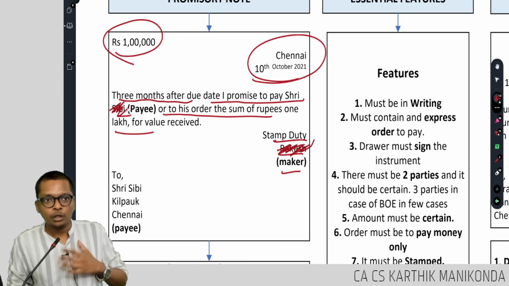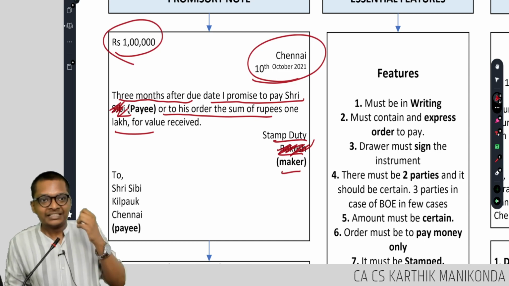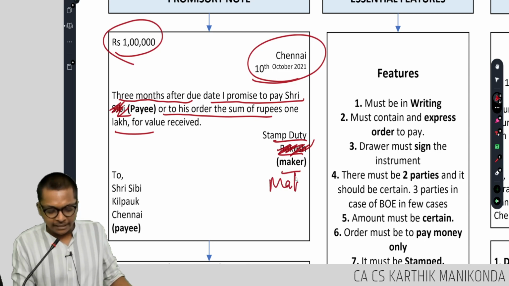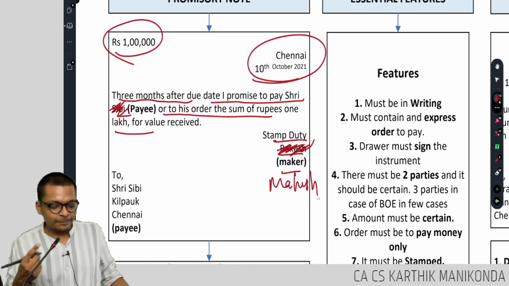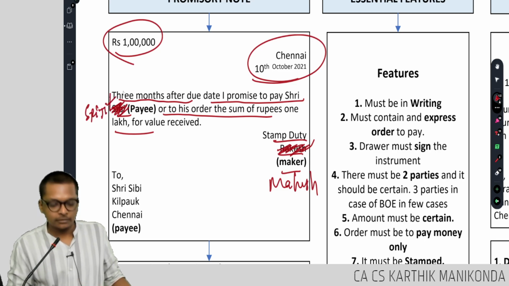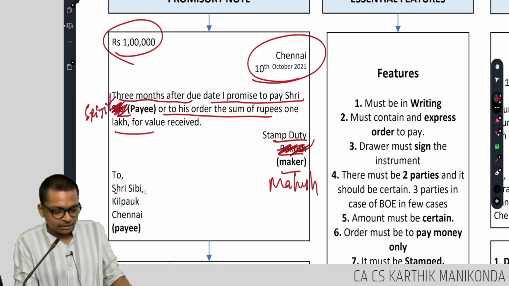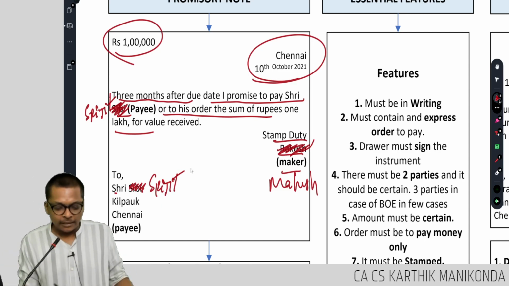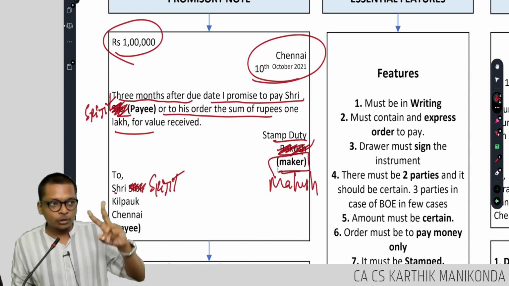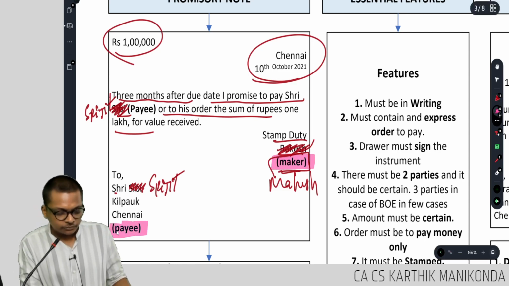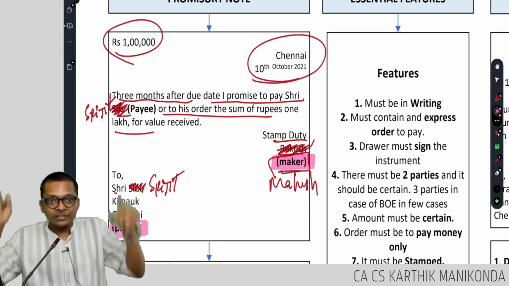In our example, who paid money to whom? Srijit paid 500 rupees to Mahesh. So, Mahesh is the maker. To whom is paying? Srijit. Okay. And to Srijit, instead of CB, I will write what? Srijit. So, promissory note will be created by the maker. So, promissory note has two parties. What are the two parties, guys? Maker and payee.